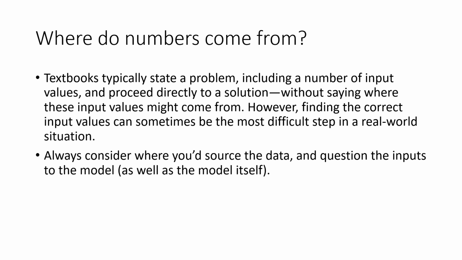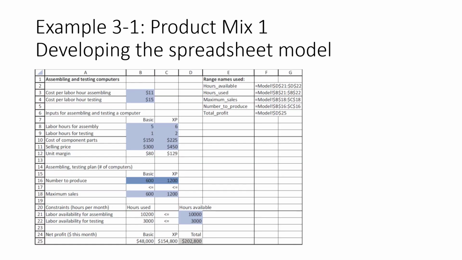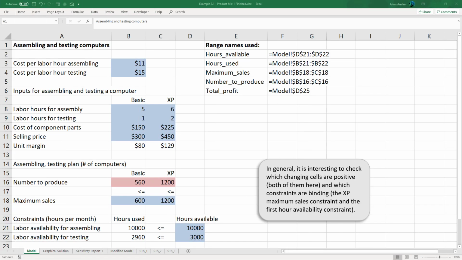Consider the source of the data, question the inputs as well as the model itself, think critically about whether or not the model actually makes sense, and then try to step back and understand the limitations of the model itself. With all of that in mind, let's take a look now at example 3-1, or our first product mix model. In this question, what we have is a company that's making two products, a computer called the Basic and a computer called the XP.